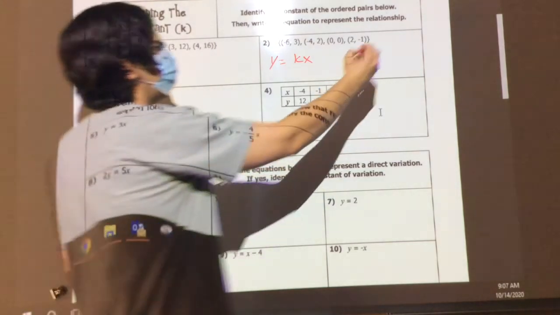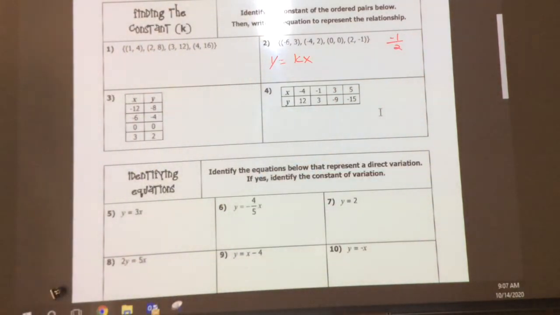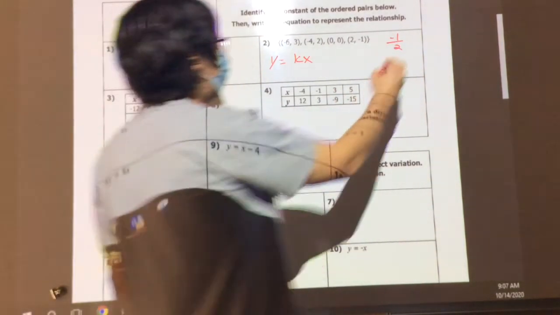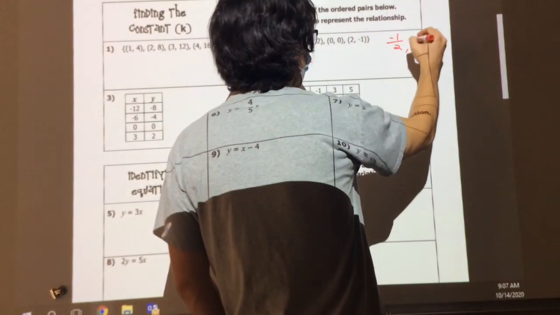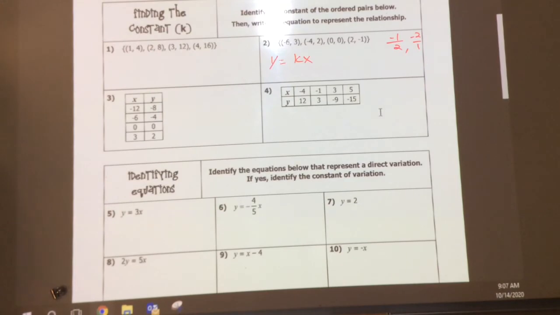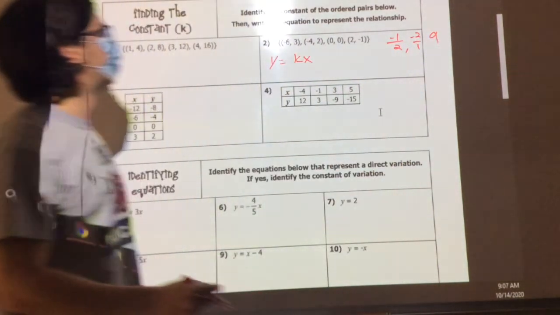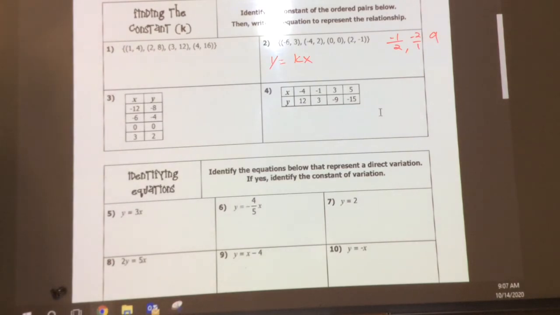Negative 1 over 2 equals k. Negative 1 over 2? I got 2 over 1 for some reason. 2 over 1? Negative or positive? I don't know if I did it right. Anybody got any different answers? I got 9. Steven got 9. Okay.